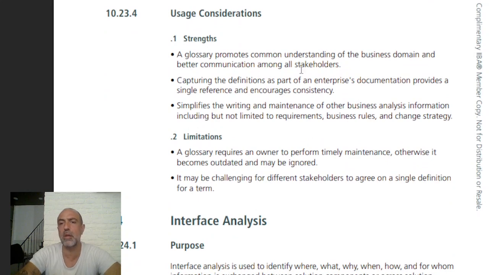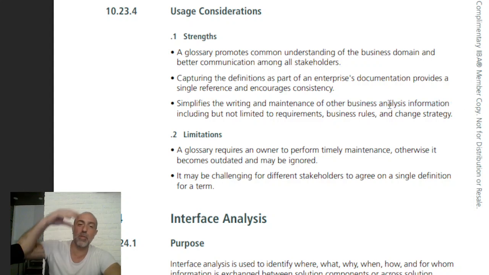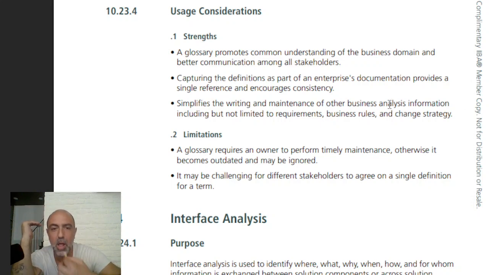What are the considerations? Strengths: promotes common understanding of the business domain and better communication among all stakeholders. Capturing the definition as part of the enterprise documentation provides a single reference and encourages consistency. Simplifies the writing and maintenance of other business analysis information, including but not limited to requirements, business rules, and change strategy. It captures anything business analysis information oriented. You build your body of knowledge from this as the bare minimum. Like, this word means this, so when we're using it, we're referring to this word.